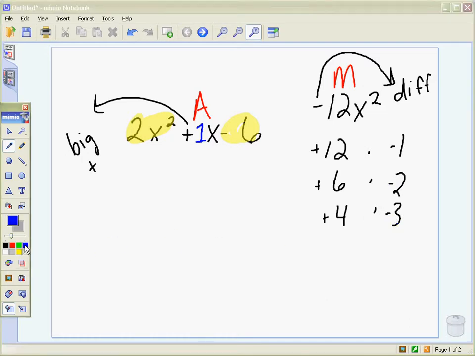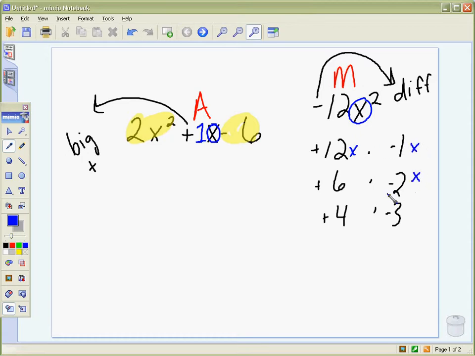Also, one more quick adjustment. Since we're multiplying to get to an x squared term, and we are adding to get to an x, that means each one of these factors has to include your x. Because negative or positive 12x times negative 1x multiplies to give me negative 12x squared, and so forth. So we're looking at all of these pairs that multiply to get me negative 12x squared, but which set is going to add to get me a positive 1x? And that's the positive 4x and the negative 3x.